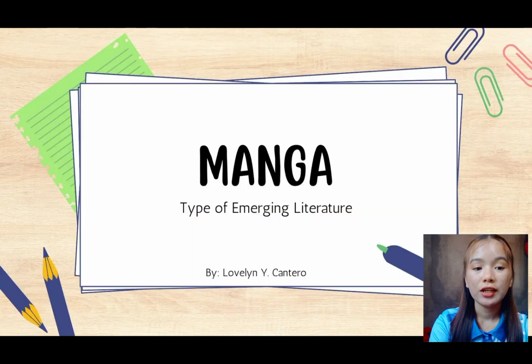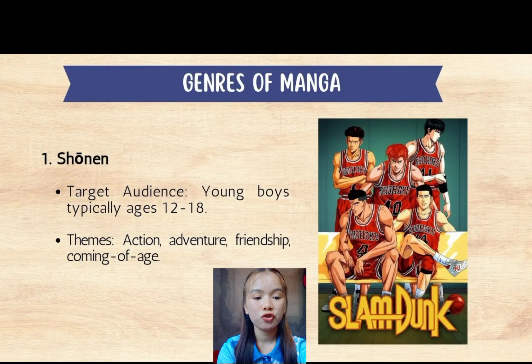Now that we have knowledge about the elements and the characteristics of manga, let's delve into the genres of manga. First is shonen. Shonen has a target audience of young boys, typically ages 12 to 18. Its themes are action, adventure, friendship, and coming of age, and it often involves a young male protagonist on a journey or on a mission.